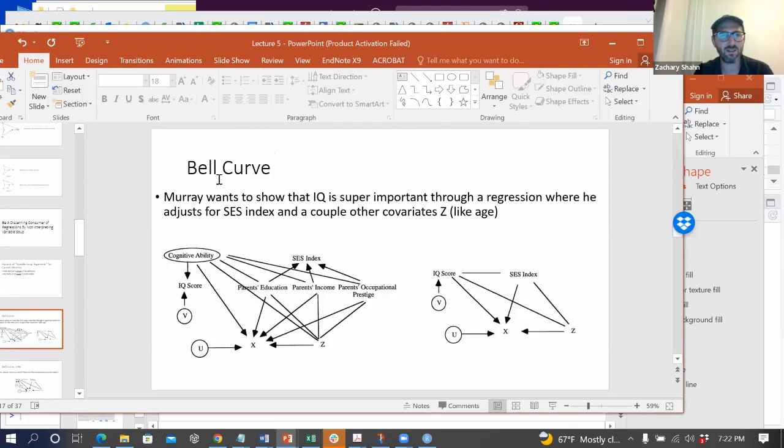It's by Charles Murray. And again, his whole thing is trying to show that IQ is extremely important for causing all sorts of outcomes using regression analyses. Here's a model of the world in which his regressions might make sense. IQ is a measure of cognitive ability. There's this socioeconomic status index, which is driven by properties of the parents. And these things are assumed to also cause the outcome of interest X.